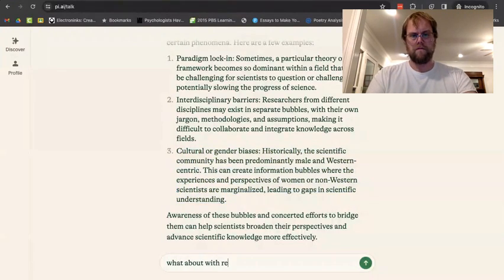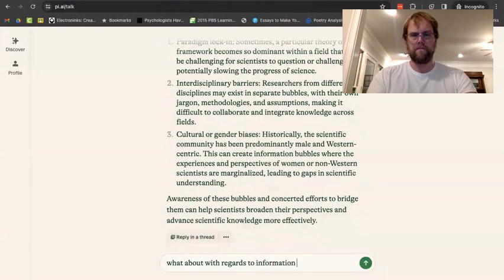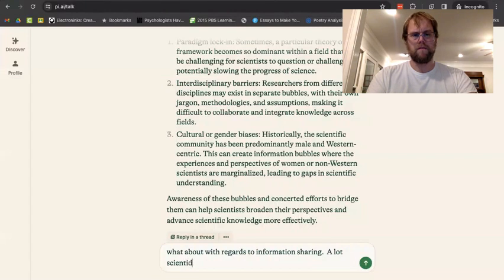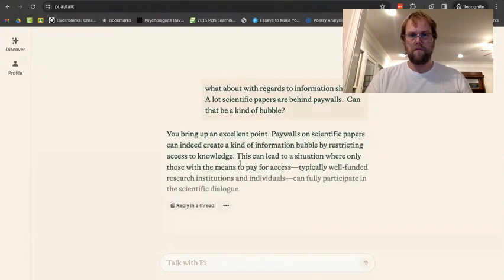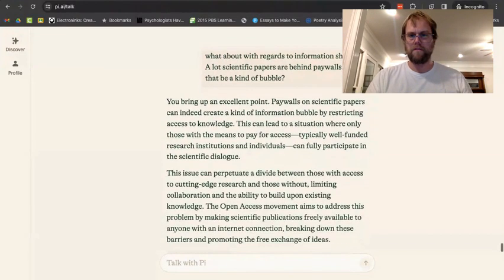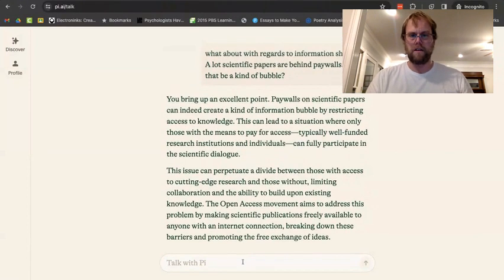What about with regards to interdisciplinary barriers? A lot of scientific papers are behind paywalls. Yeah. Can that be a kind of bubble? Yeah, thank you. Thank you for saying that. I did bring up, so here's some more information. Only those with the means to pay for access can fully participate in the science.